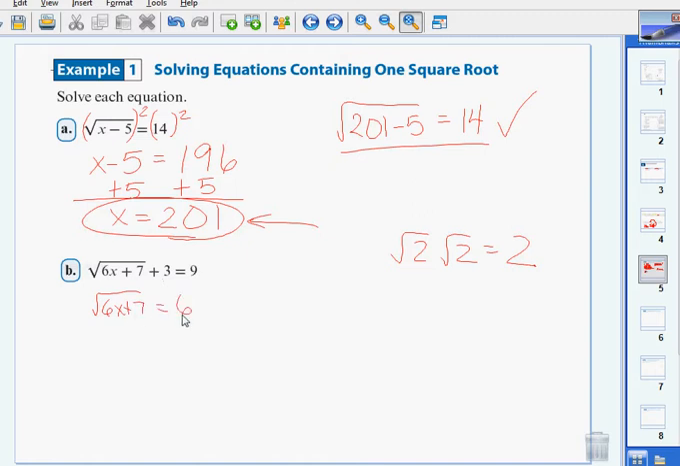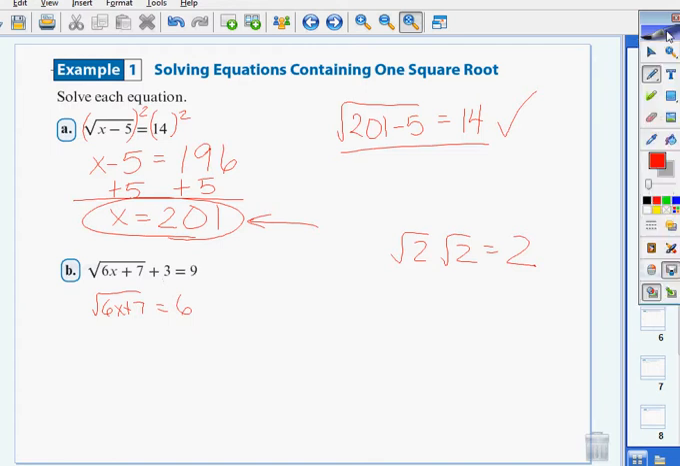Okay, now we're ready for the squaring part. So when we square this, squared, squared. So now we have 6x plus 7 equals 36. Okay, you guys solve it the rest of the way, right? As soon as somebody has it, let me know what the value of x is. As I recall, it's going to be a little bit ugly.